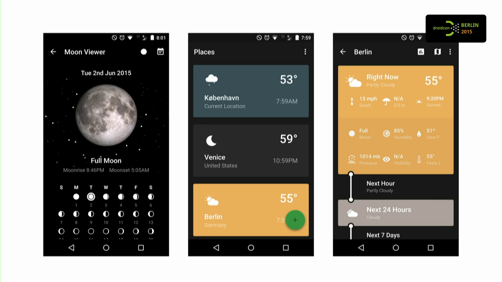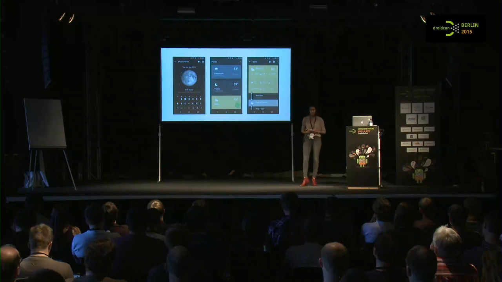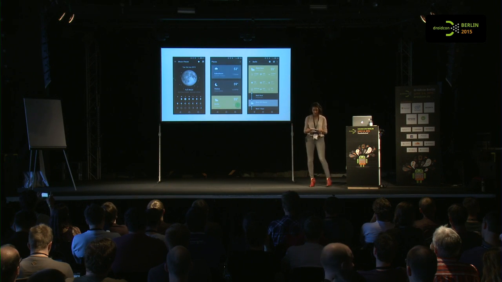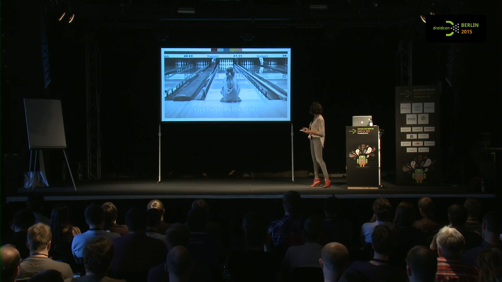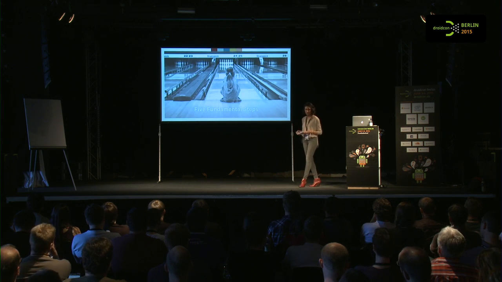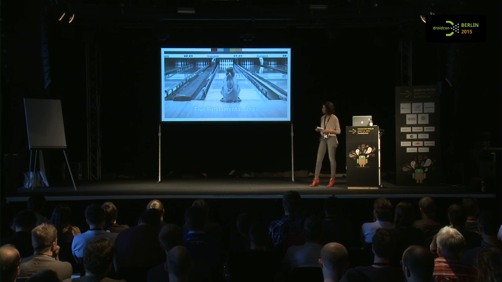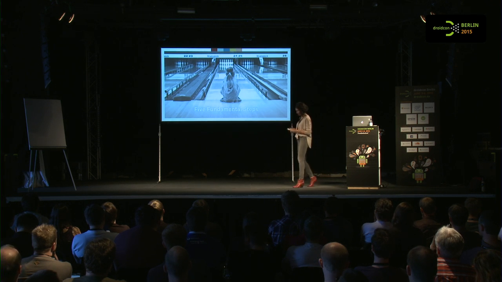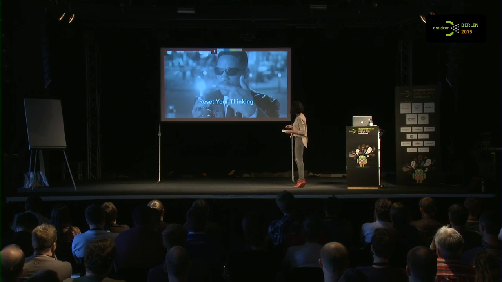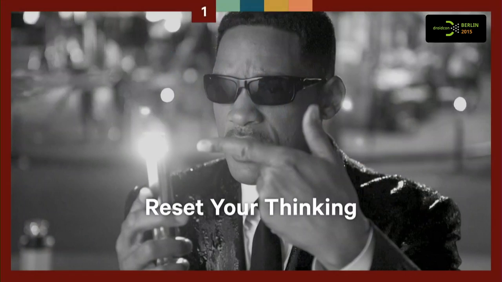So based on what I'd learned through this process, I identified five different steps to help make sure that we maintained the integrity and identity of the app that we were creating. They're kind of like bowling bumpers for the Android design world. So, without further ado, the first one is reset your thinking.